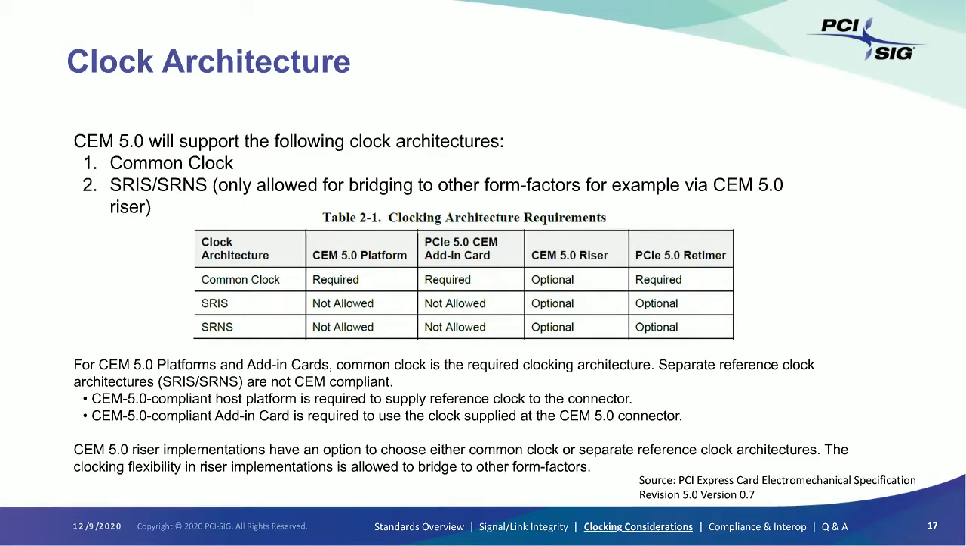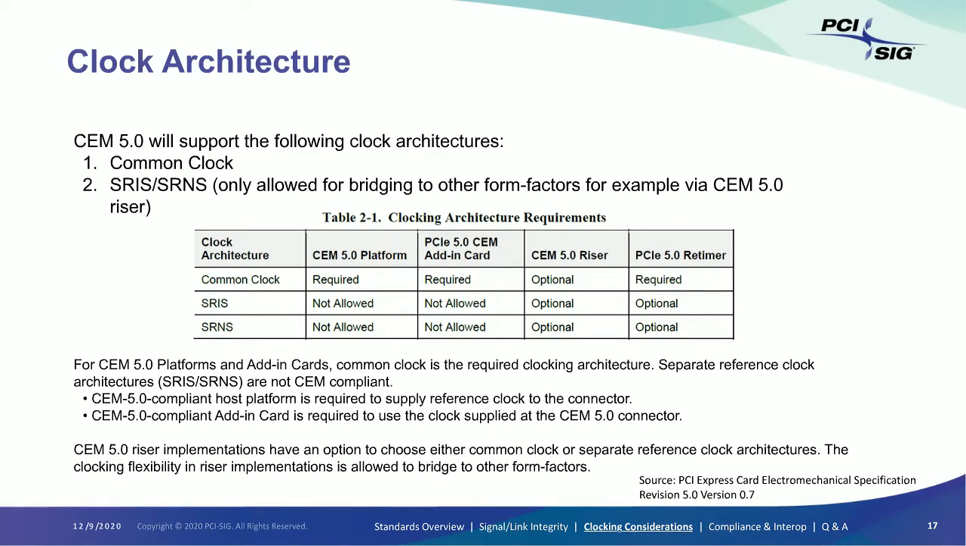For those who aren't aware, common clock is when the reference clock is generated from the host and shared among all the system elements, so they share a common reference clock, whereas SRIS and SRNS are separate reference. So the root port, for example, can have its own reference clock, and the endpoint can have a separately derived reference. The SRNS means that there's no spread spectrum applied to either clock, whereas SRIS has independent spread spectrum, which can be applied either on one side or on both sides.